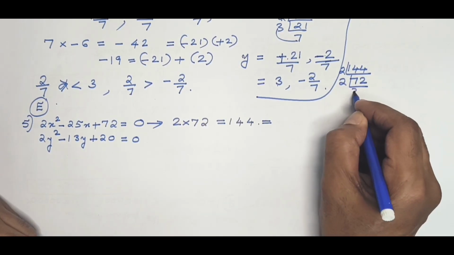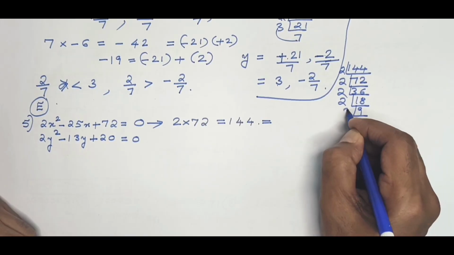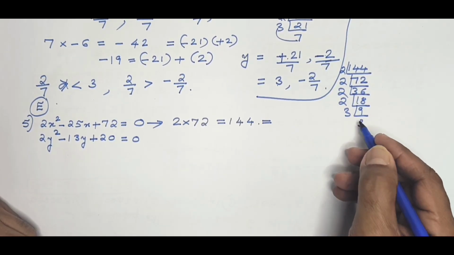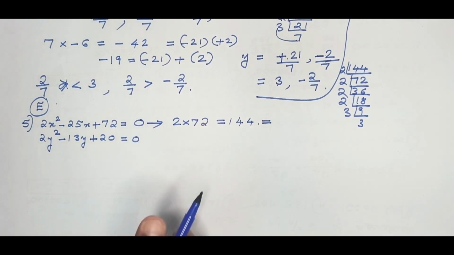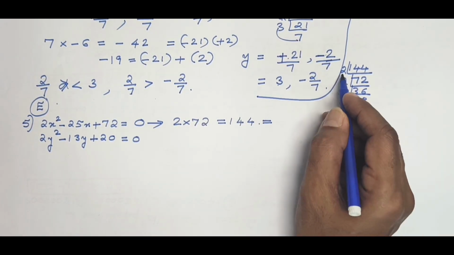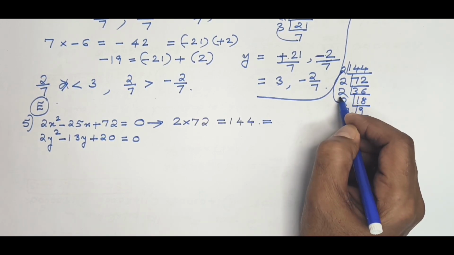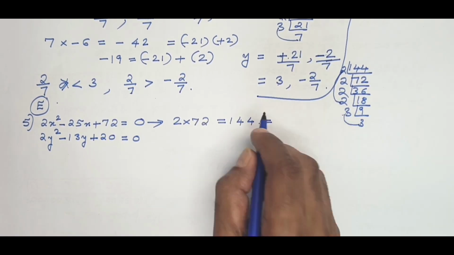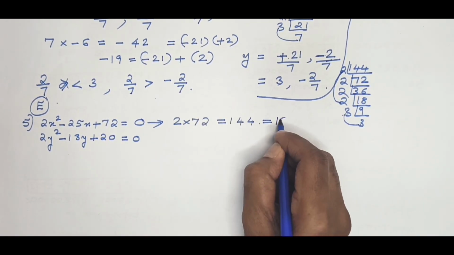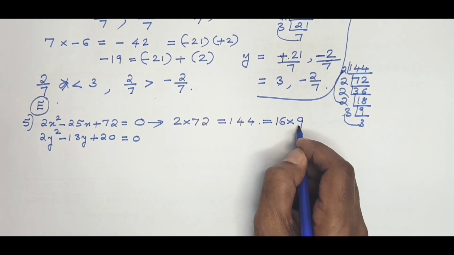2, 72, 2, 36, 2, 18, 2, 9, 3, 3. So these are the factors. Now you need to combine them and write 144 as a product of two numbers. So how do you go about that? See, if you take the first four factors, you will be getting 16. If you take the second two, you will be getting 9, 3 multiplied. So you will write 16 multiplied by 9. But 16 plus 9 is plus 25.